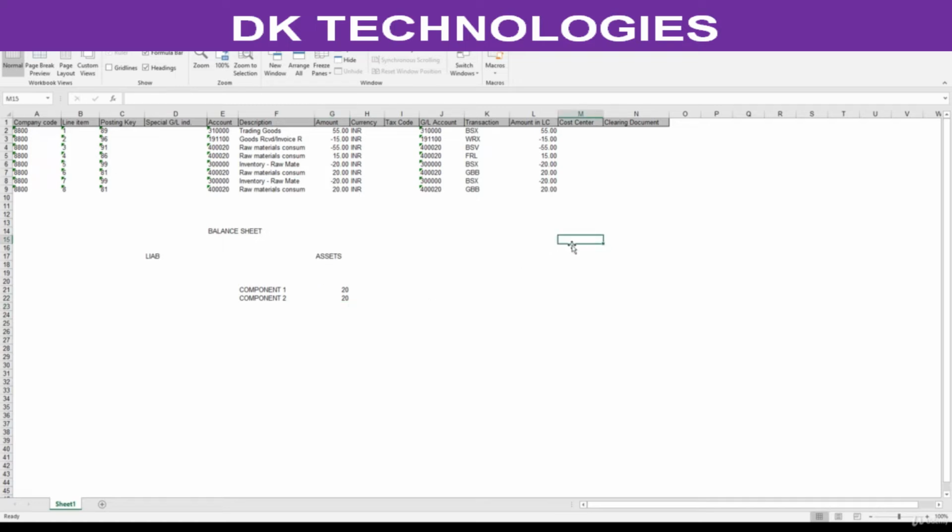Now this is the income statement. Here we have expenses. When you post the first entry, that is a component consumption. So what will happen here? These components will be consumed. Consumed means this quantity we are consuming here. So then here minus 20, minus 20.